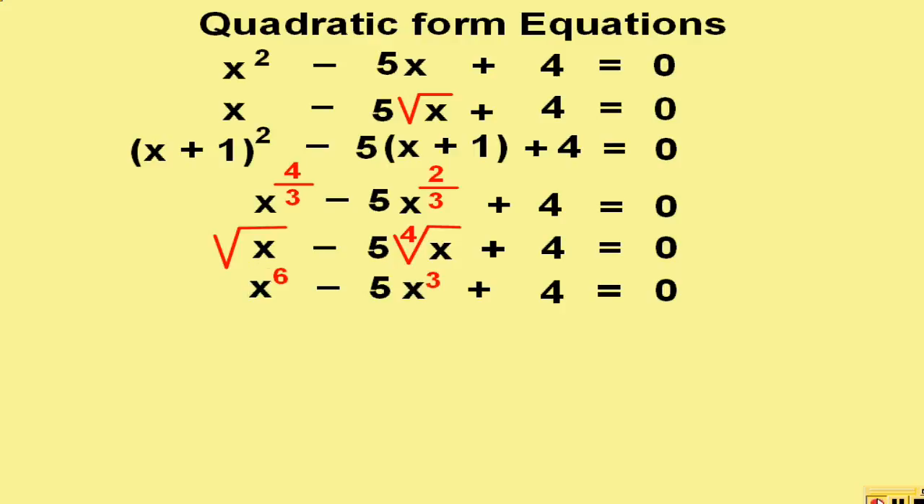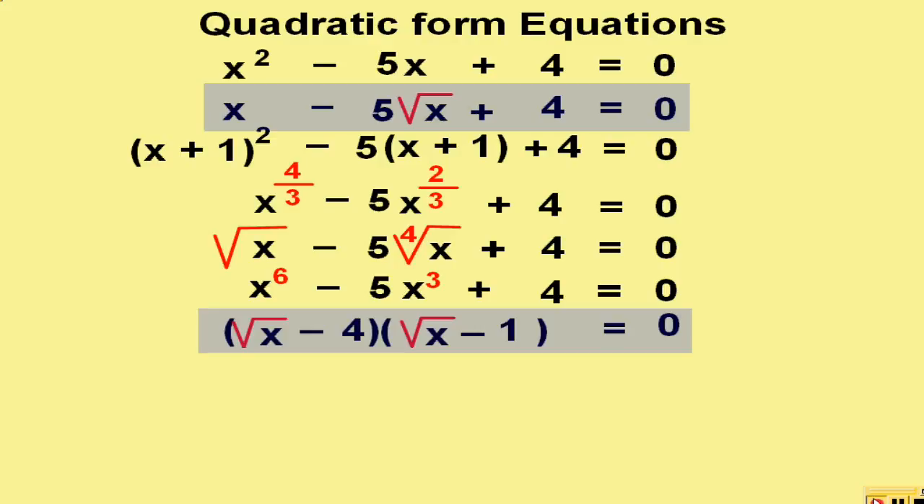All of these quadratic form equations will be solved exactly the same way. That is, they will all be factored, and in this case we will use the second equation and solve it as if it were a question. It would factor into the square root of x minus 4, the square root of x minus 1 equals 0.